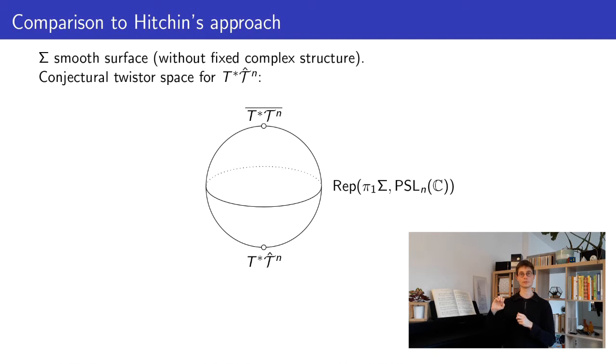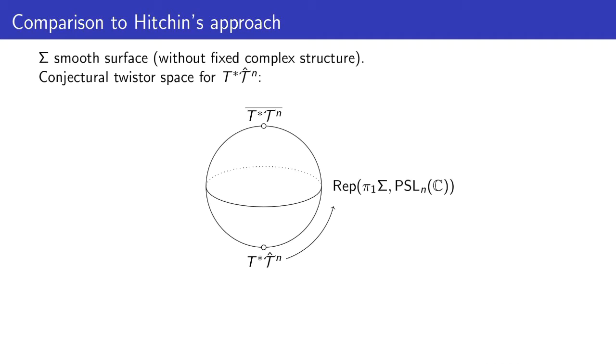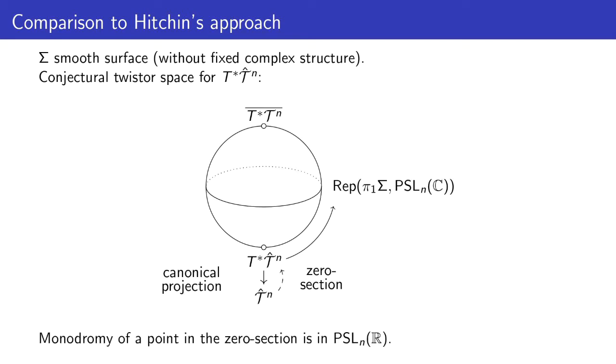As before, there should be an analog to the non-abelian Hodge correspondence, meaning that to any point in this cotangent bundle you can canonically associate a flat connection in the complex group. And then in our case, we have the projection map of the cotangent bundle to our moduli space, and we can see our moduli space as the zero section of the cotangent bundle. So then we can associate to a point of our moduli space a flat connection, and its monodromy should be real. It should be in PSLn R.